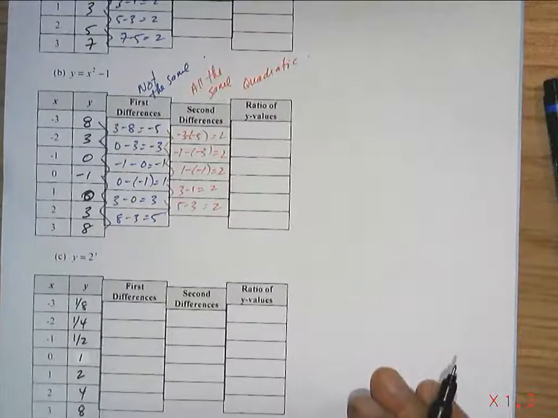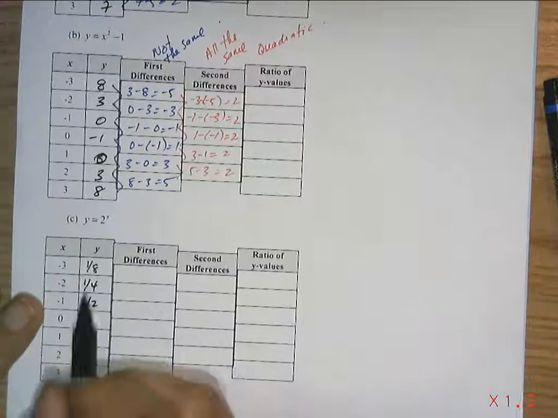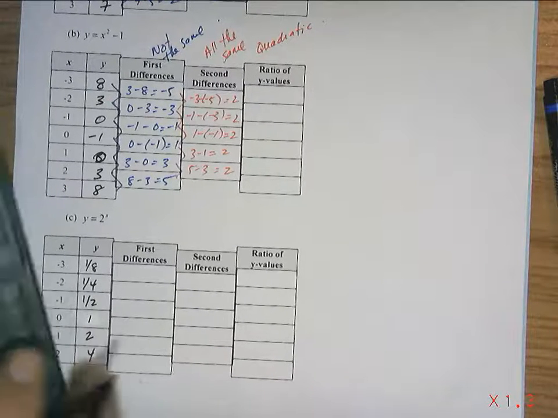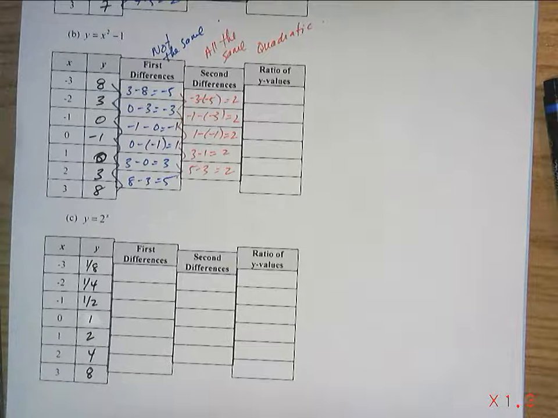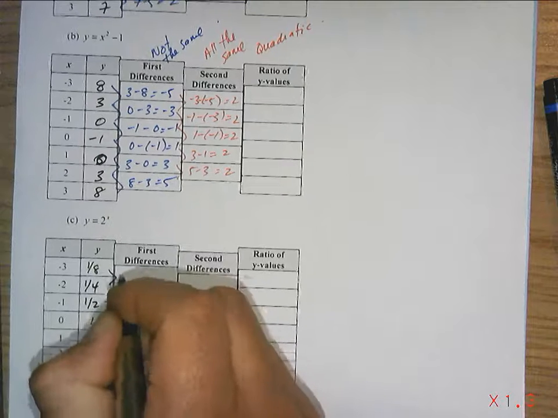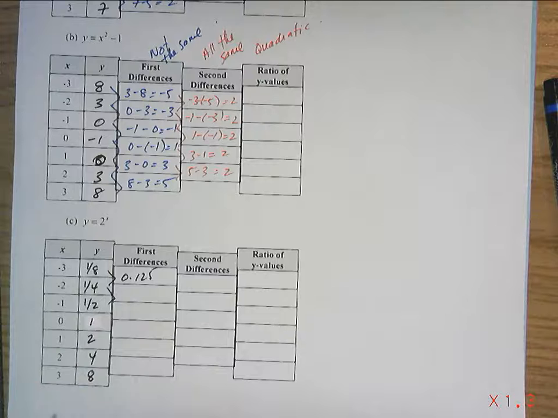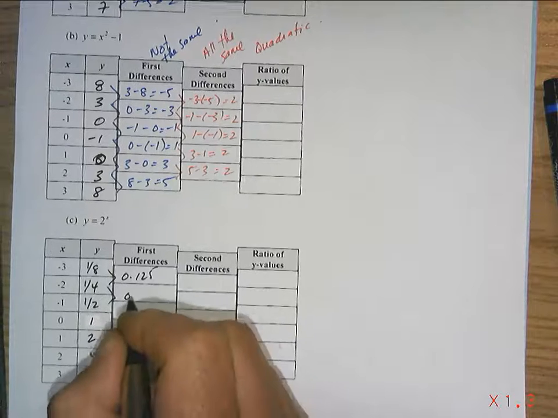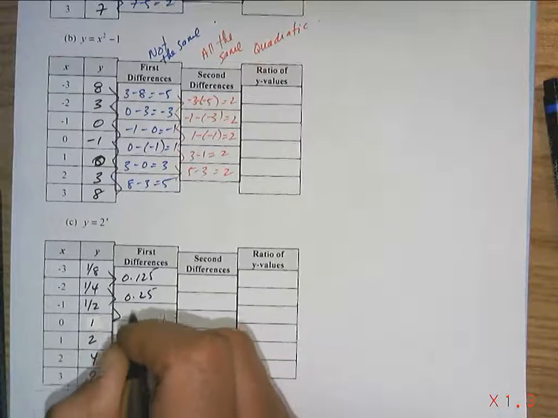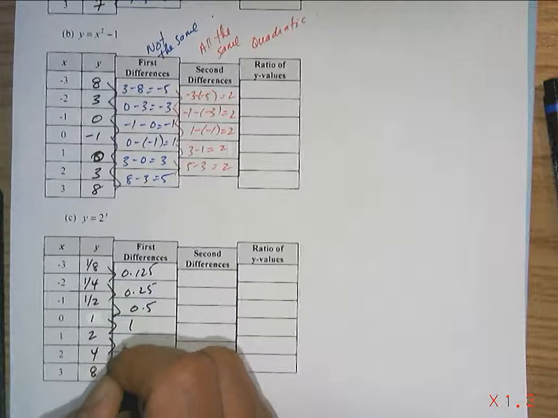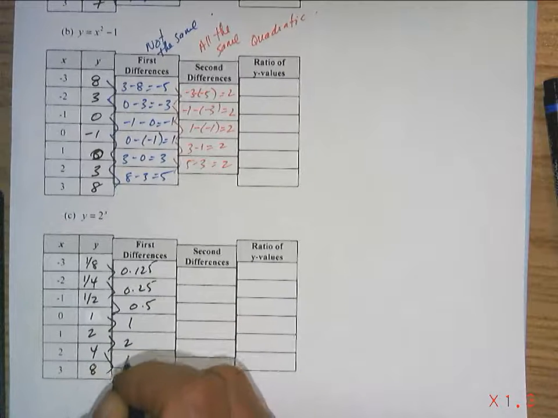Okay, last one. 1/4 subtract 1/8. Now I'm going to use my calculator for this. So 1/4 is 0.25, subtract 0.125. And that gives me an answer of 0.125. 1/2 subtract 1/4 is 0.5 subtract 0.25. So it's 0.25. 1 subtract 1/2 is 0.5. 2 subtract 1 is 1. 4 subtract 2 is 2. And 8 subtract 4 is 4.